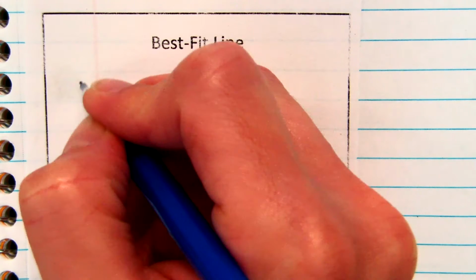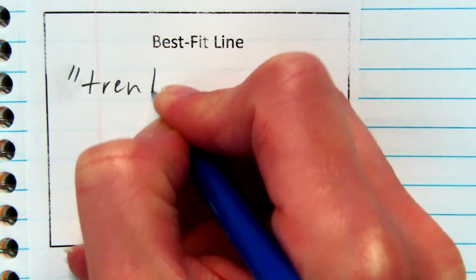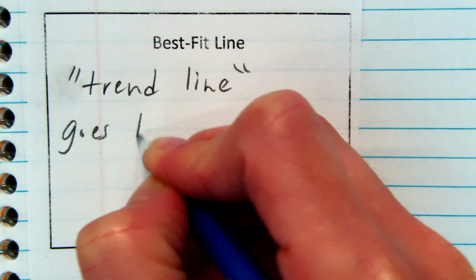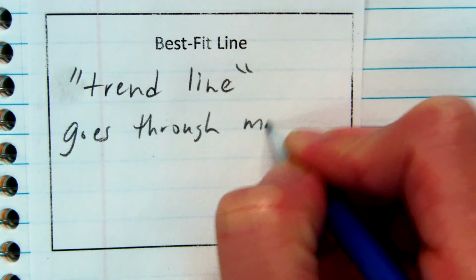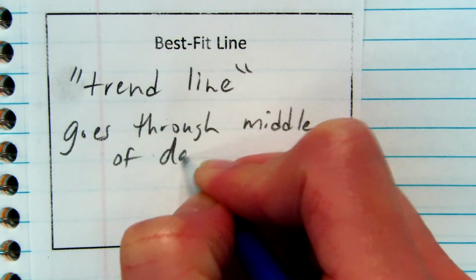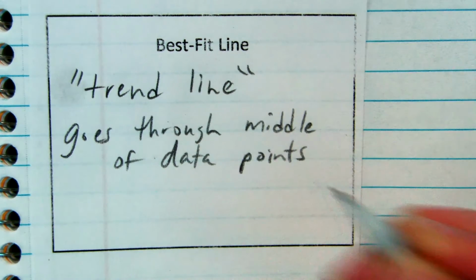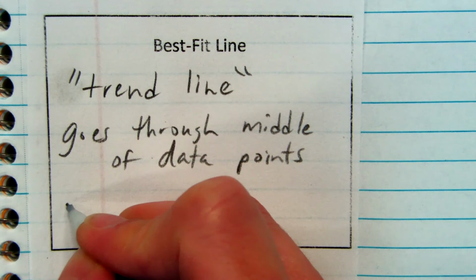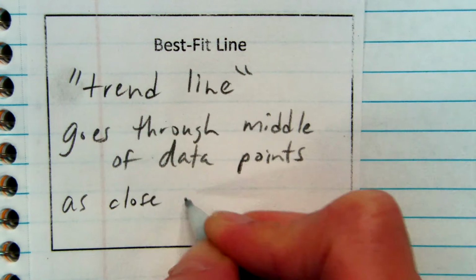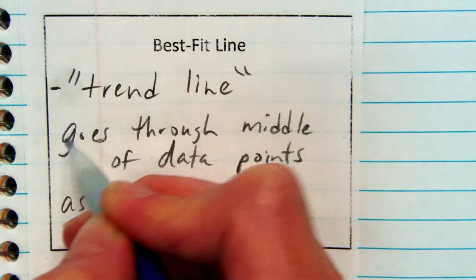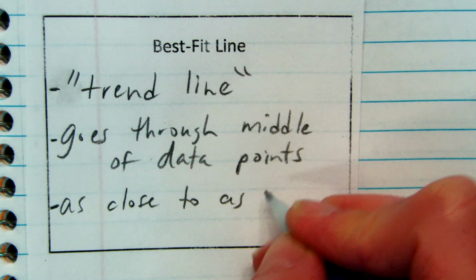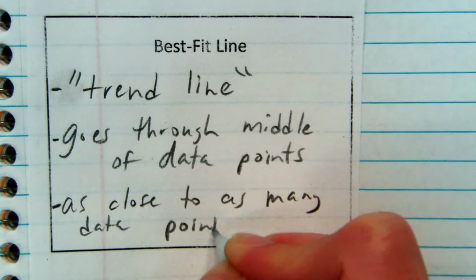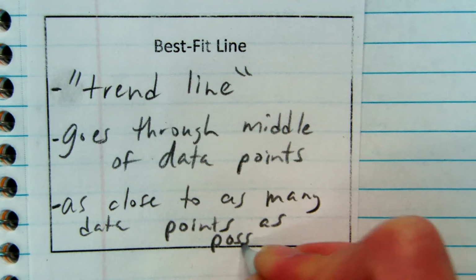Okay, so we're going to talk about best fit lines. A best fit line is sometimes called a trend line. It goes through the middle of the data points, and you want it to stay close to as many points as possible. As close to as many data points as possible.